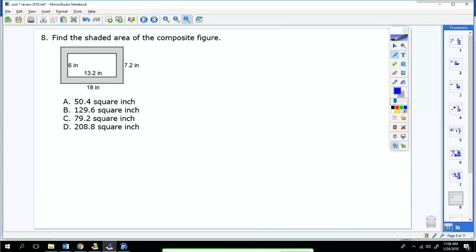Okay, number 8. Find the shaded area of the composite figure. So I have two figures. So I want the shaded figure. So I'm going to find the area of this whole thing. So the way I'm going to do that is I'm going to do base times height and I'm going to do 18 times 7.2. So 18 times 7.2, whoops, why am I writing that? So 18 times 7.2 is 129.6. So that means this whole entire rectangle is 129.6.